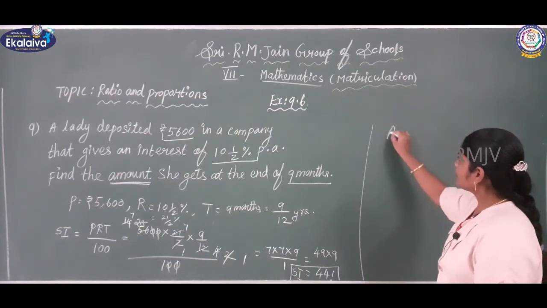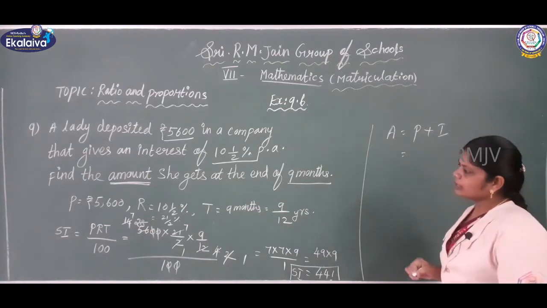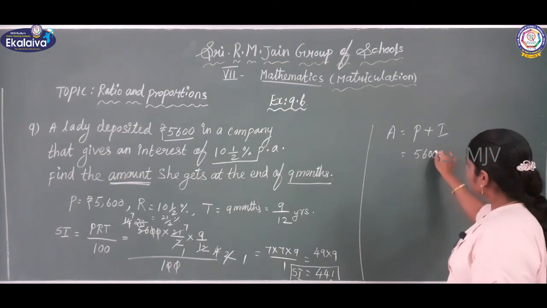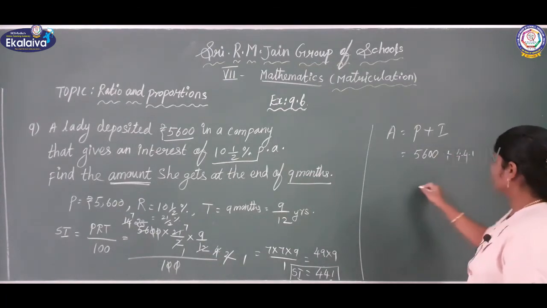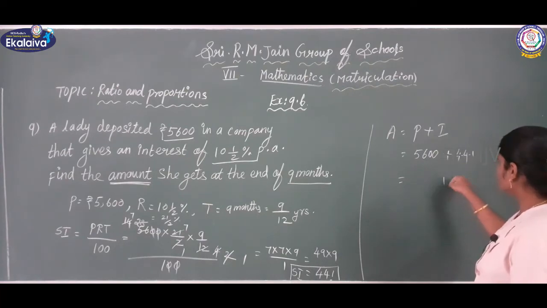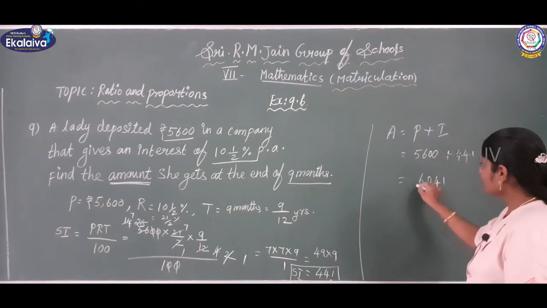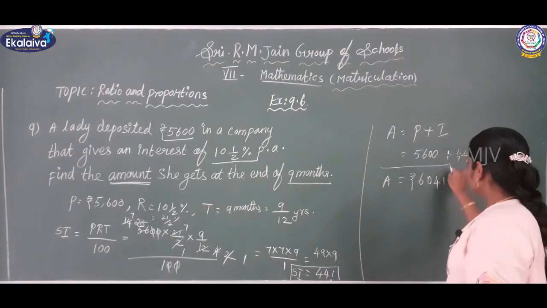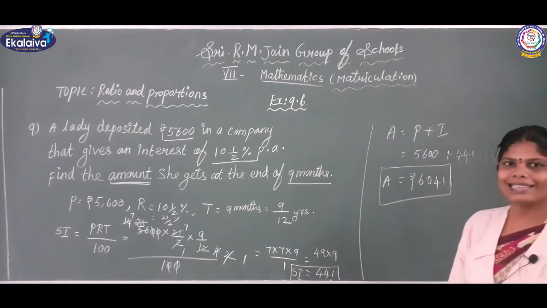Next we need to find out the amount. So amount equal to principal plus interest. So here what is the principal here? 5,600 plus interest 441. Now you add this 1, 4 plus 0, 4, 4 plus 6, 10, 0 remaining 1, 1 plus 5, 6. So amount equal to rupees 6,041. I hope it is clear.